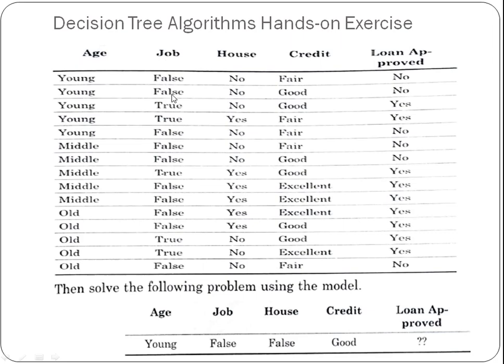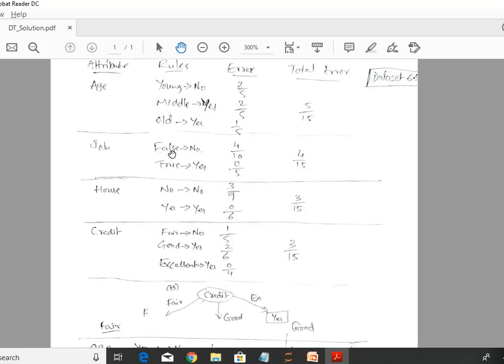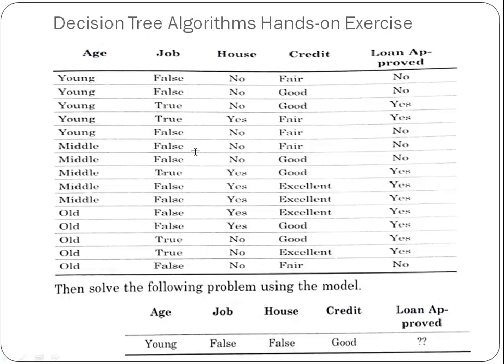So for the job, you can select any rule where you get minimum error. False, no. False means what? A person doesn't have a job, he will not get approved. The answer is no. False, no is the rule.